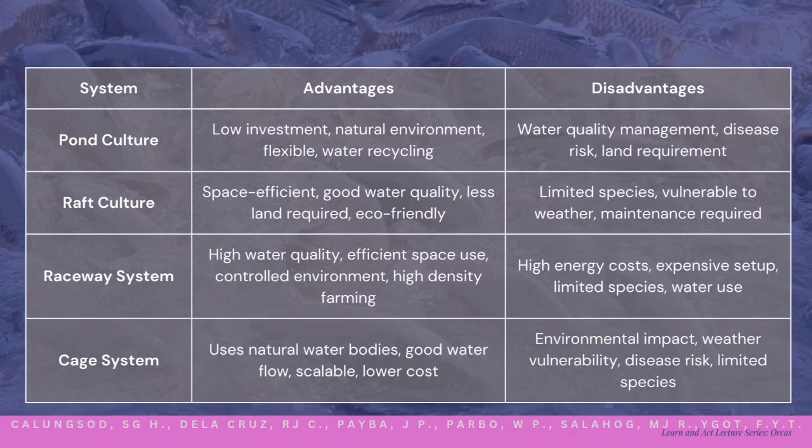For our disadvantages, we have the exposure to environmental risk. Cages are susceptible to damage from storms or strong currents. Second, you have the water quality concerns. Fish in cages rely on surrounding water quality, which may not always be optimal. Third, we have the disease and parasite risk. Higher density of fish increases the likelihood of disease transmission, which can spread quickly in open water.